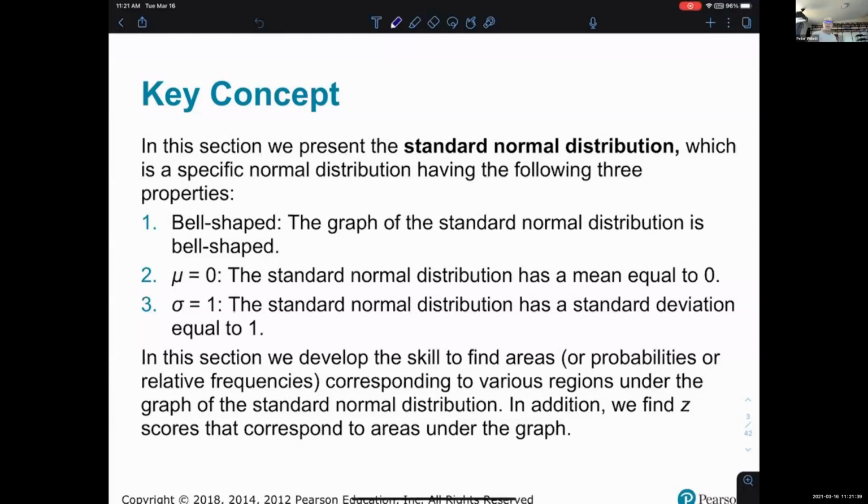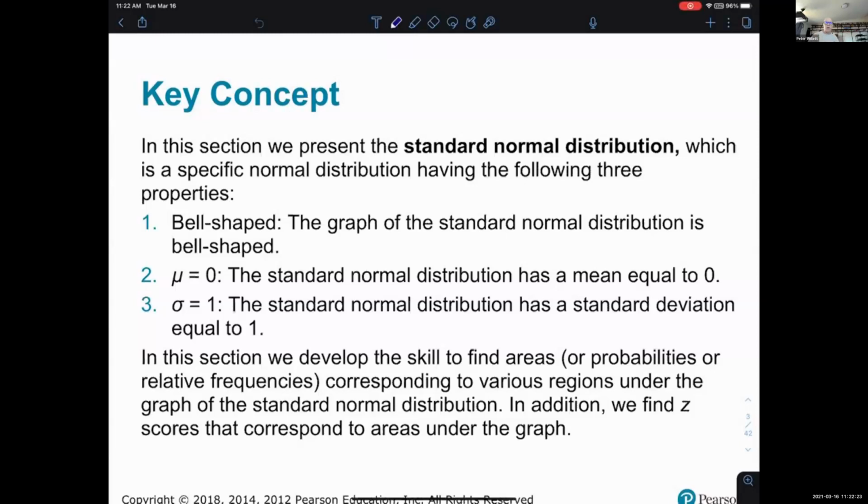In this section, we develop the skill to find areas or probabilities or relative frequencies corresponding to various regions under the graph of a standard normal distribution. So we'll have to see what that looks like, and we'll be doing some problems graphically. In addition, we find z-scores that correspond to the areas under the graph. We've talked about a z-score being a measurement of how many standard deviations you are above or below the mean when you're a particular data value. And now we're going to relate that to a portion of the area under the graph for the standard normal distribution. So that's a lot to do.